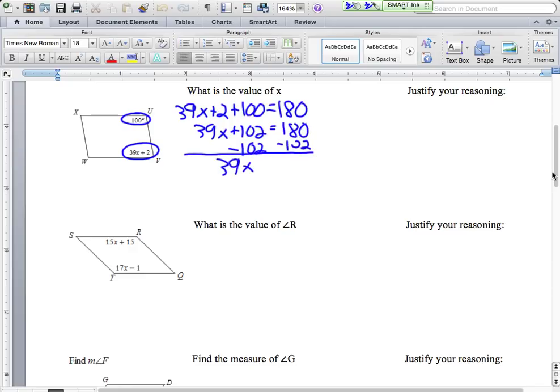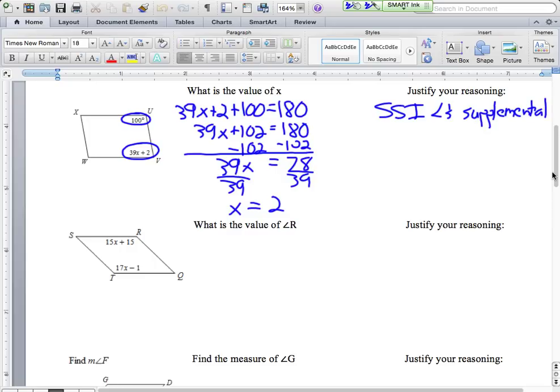That leaves 39x, and this leaves 78. And when we divide by 39, 78 divided by 39 is 2. So we get x equals 2. Again, they want to know what's the value of x. So right there, x equals 2. And again, we can say same side interior angles are supplemental.